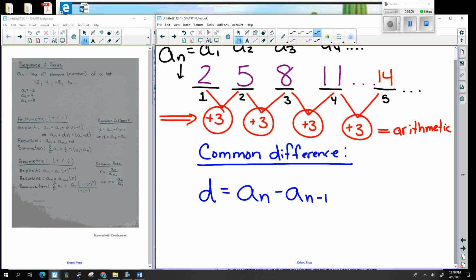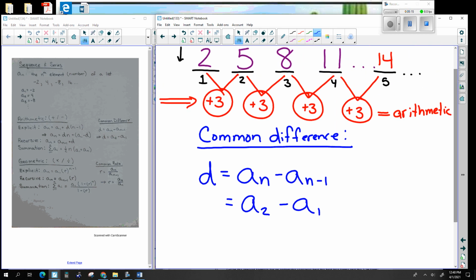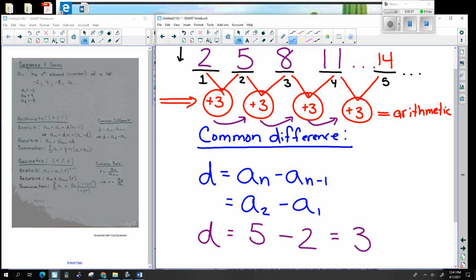Now, a quick and dirty version of what I do is I take the second number minus the first number. So in our example above, I would take a_2, which is the second number, 5, minus the first number, which is 2, which is 3. So that would say our common difference is 3. That's easily checkable by literally doing what we did here. If you continually add 3, you keep coming up with the correct answer.